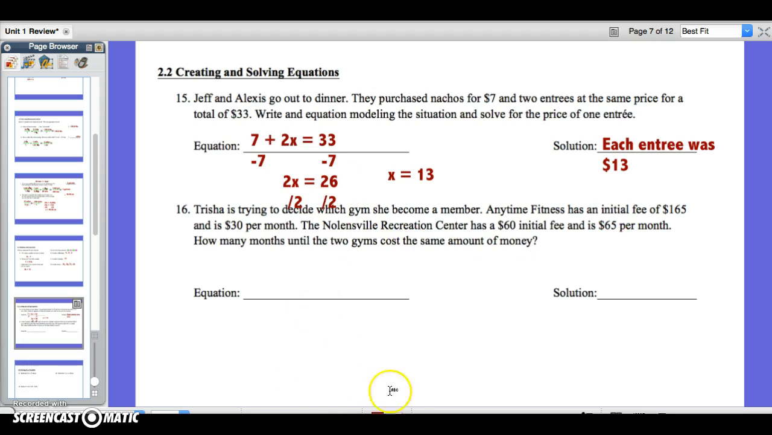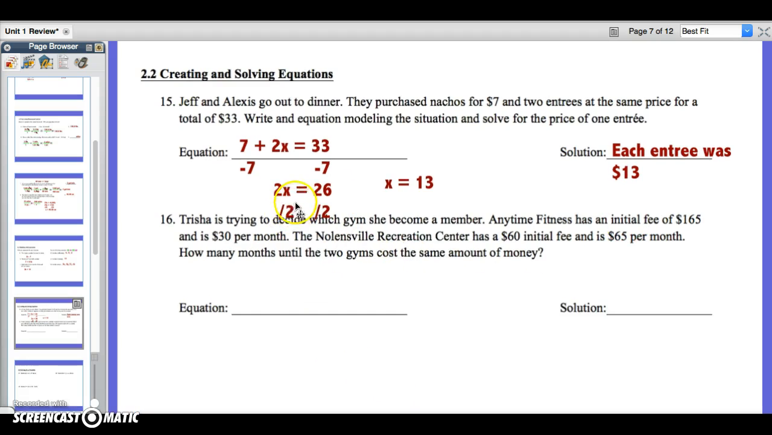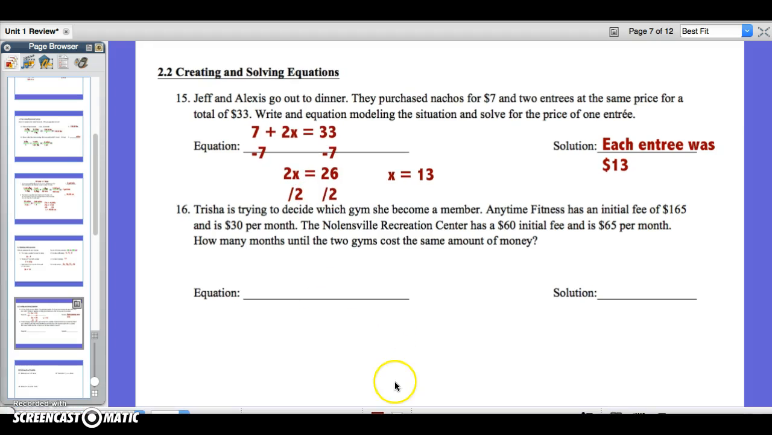Okay, next up. We have this question, and it's about Trisha. She's trying to decide which gym she should become a member. Anytime Fitness has an initial fee of $165 and is $30 per month. The Nolensville Recreational Center has a $60 initial fee and is $65 per month. How many months until two gyms cost the same amount of money? Okay, so we have 2 different gyms here, Anytime Fitness and the Nolensville Rec Center.